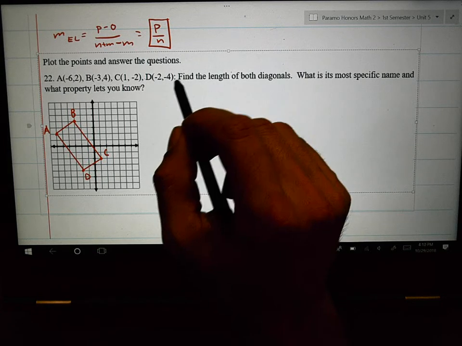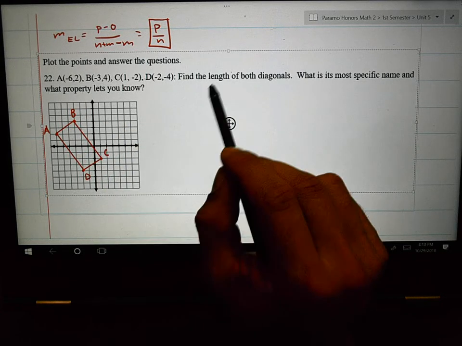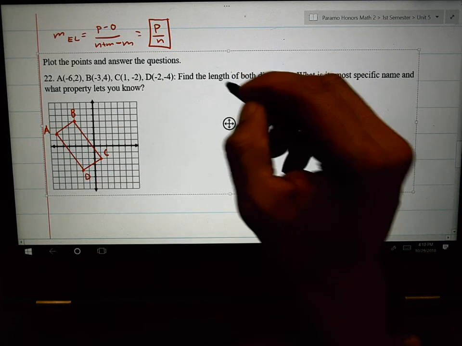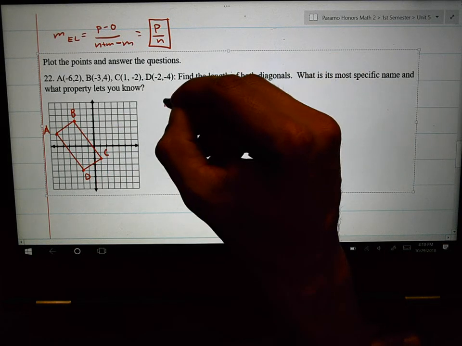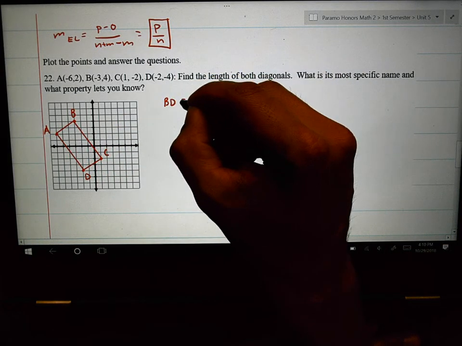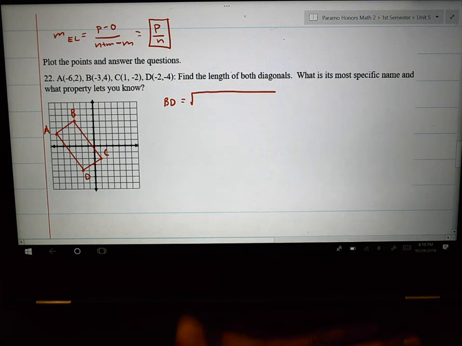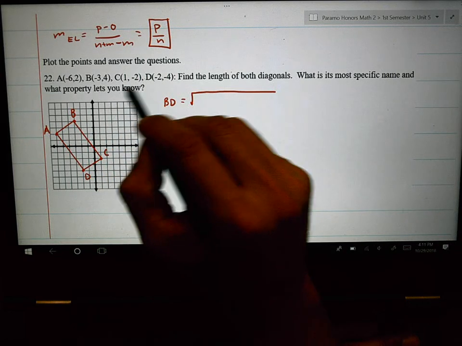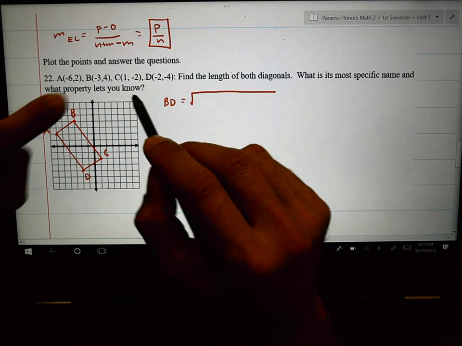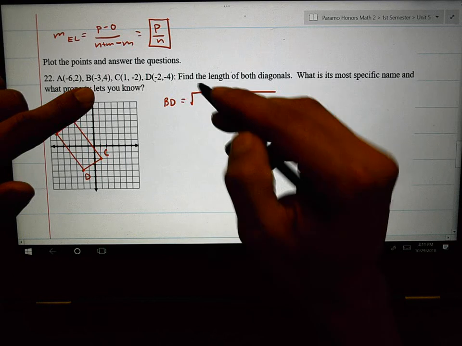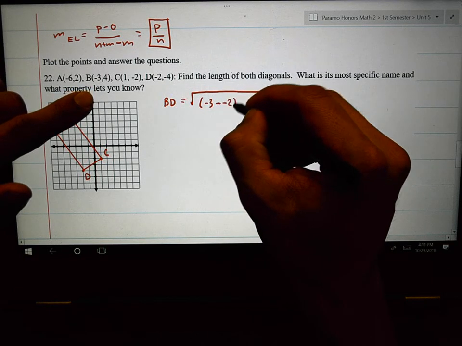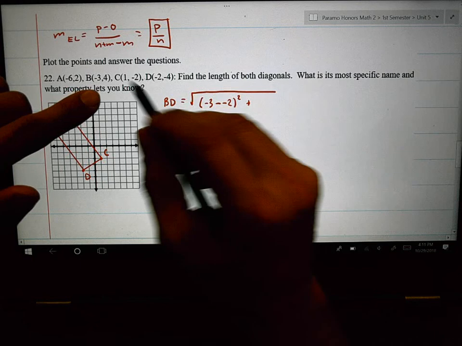It tells me though, plot the points, then find the lengths of the diagonals. So what does that mean? I need to find the distance of BD. If I want to know what the distance of BD is, I got to use the distance formula. The distance formula is x2 minus x1. I'm going to take this x and subtract, negative 3 minus a negative 2, squared. Then I'm going to do the same thing with the y's.